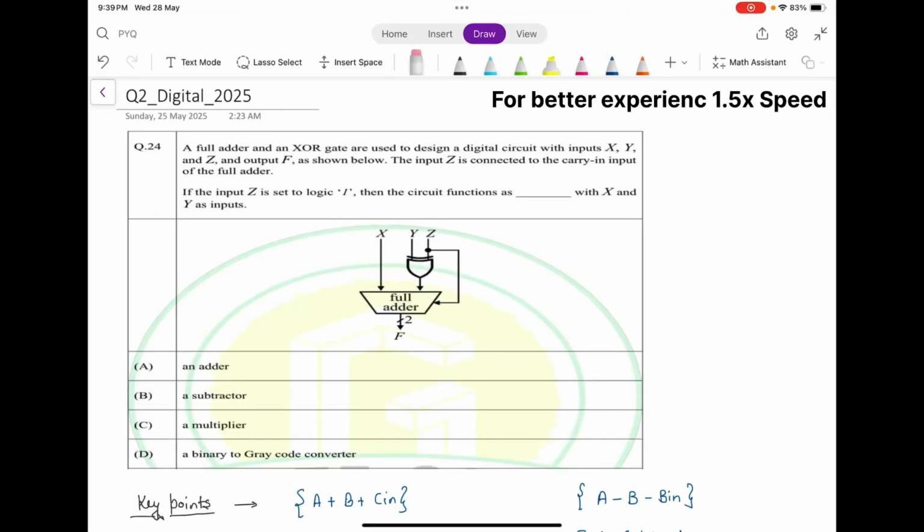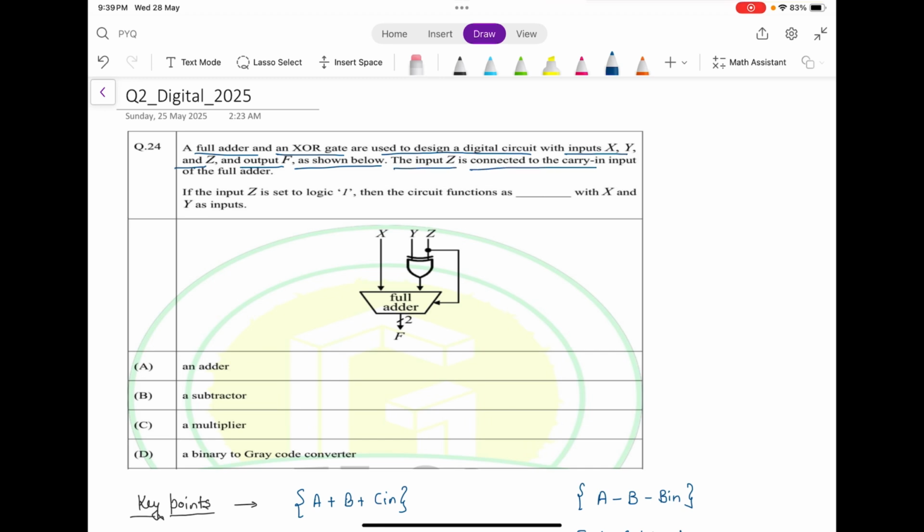Hey everyone, let's start with question number 2, Digital Electronics, asked in GATE Examination 2025. A full adder and an XOR gate are used to design a digital circuit with inputs X, Y, and Z and the output F. As shown in the figure, the Z is connected to the carry in input of the full adder. If the Z is set to logic 1, then the circuit functions as what with X and Y inputs.